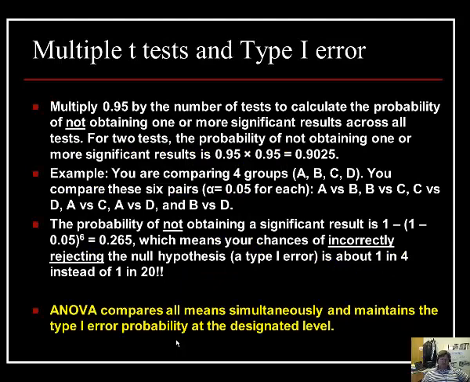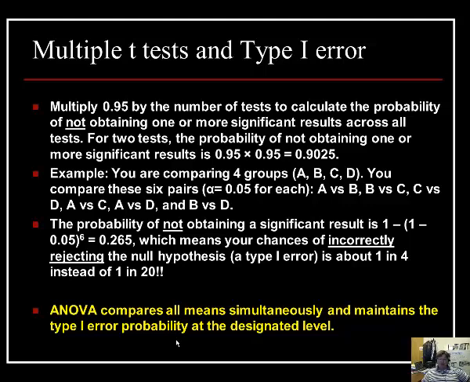So let's talk about multiple t-tests and type 1 errors. Every time we perform a t-test, if we do it multiple times, we're multiplying the 0.95 by the number of tests to calculate the probability of not obtaining one or more significant results across all tests. So if we ran 2 tests, the probability of not obtaining one or more significant results is multiplied and ends up at 0.9025.